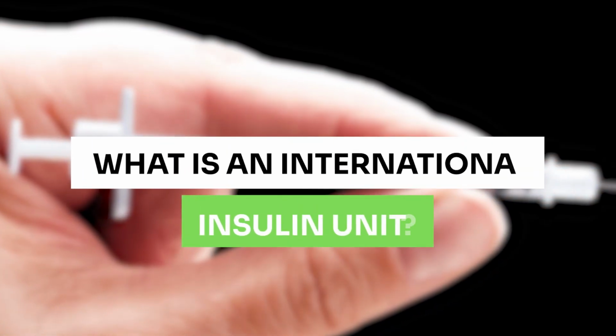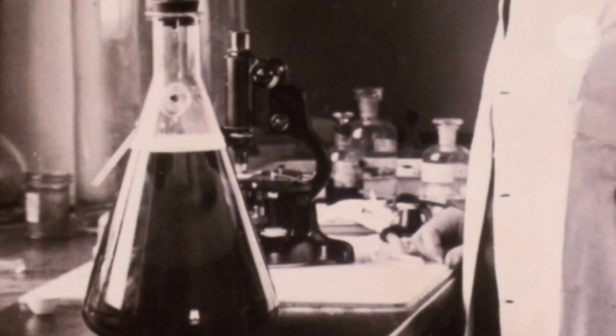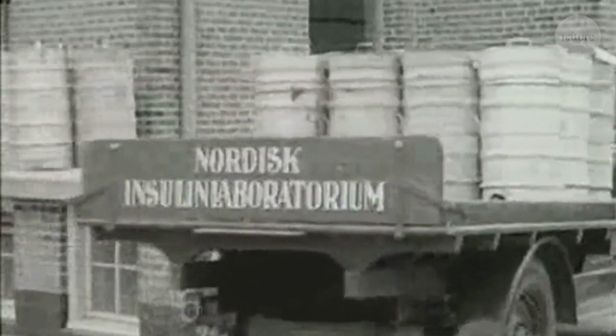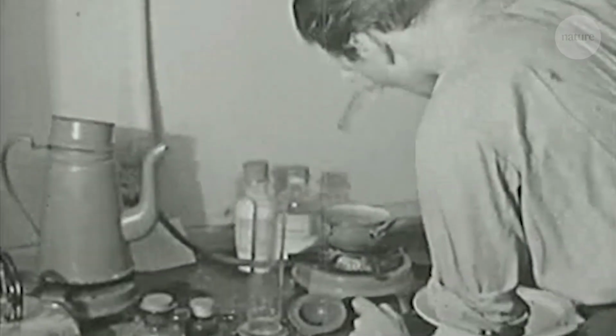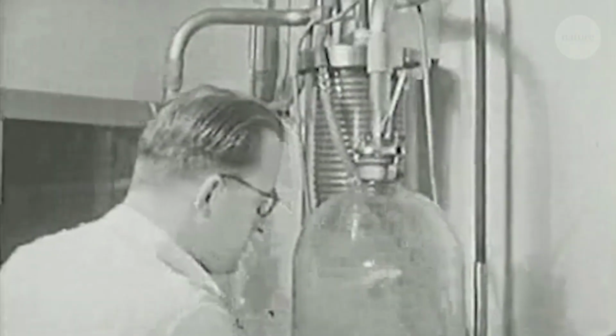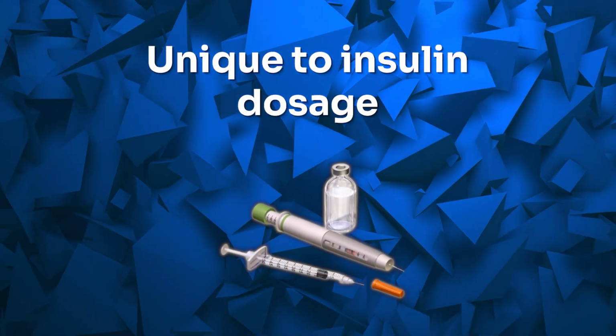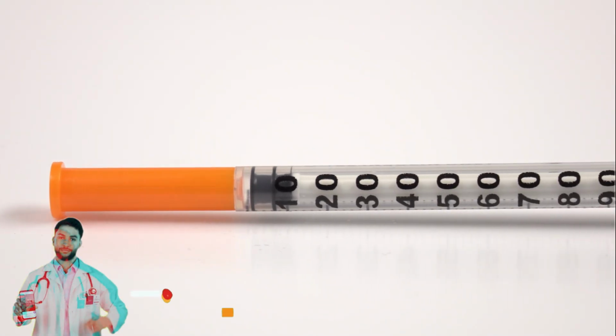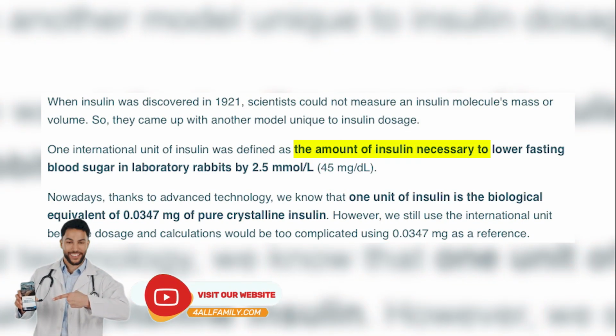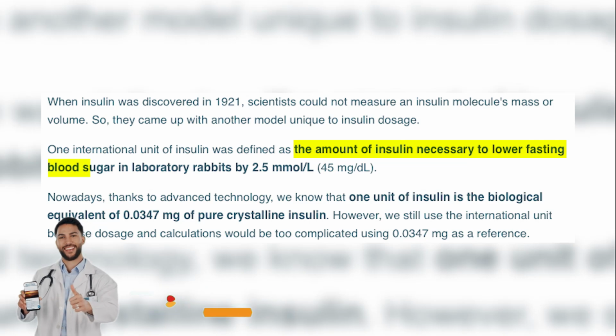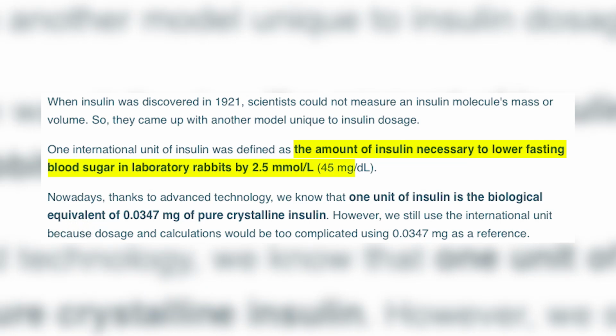What is an international insulin unit? When insulin was discovered in 1921, scientists could not measure an insulin molecule's mass or volume, so they came up with another model unique to insulin dosage. One international unit of insulin was defined as the amount of insulin necessary to lower fasting blood sugar in laboratory rabbits by 2.5 millimoles per liter.